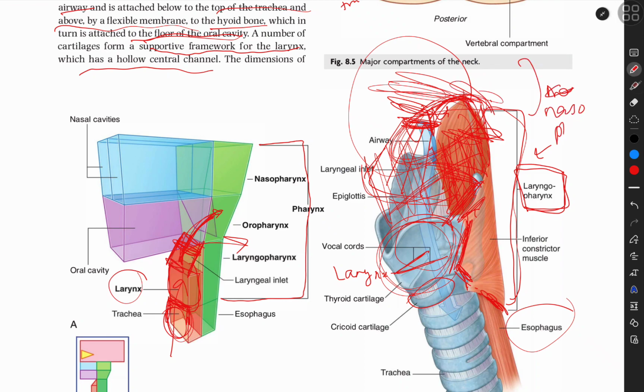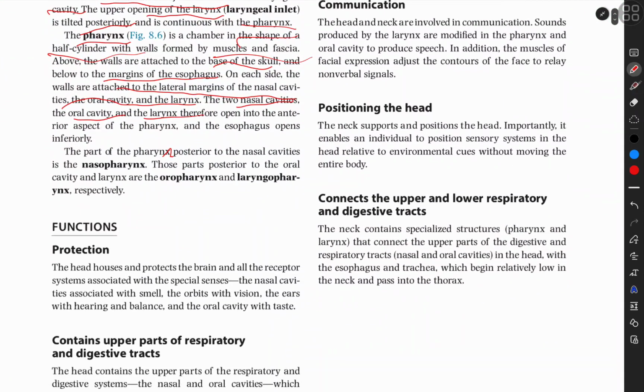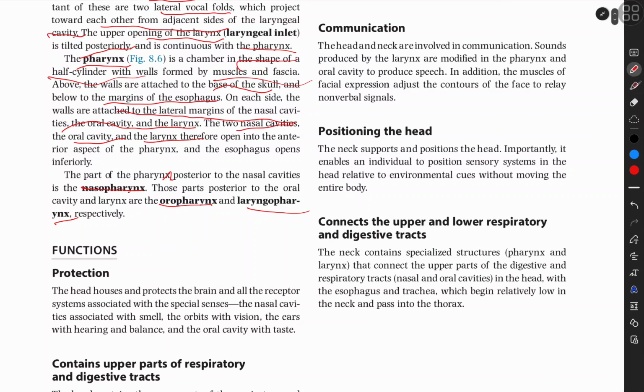Okay, nasopharynx makes sense. Those parts posterior to the oral cavity and larynx are the oropharynx and laryngopharynx respectively. Yeah, makes sense. If this is the pharynx: nose, nasopharynx; mouth, oropharynx; and larynx, laryngopharynx. Makes sense. And this is the pharynx.